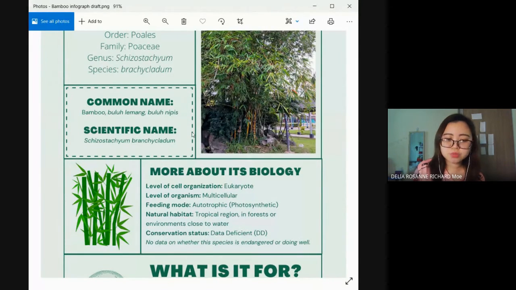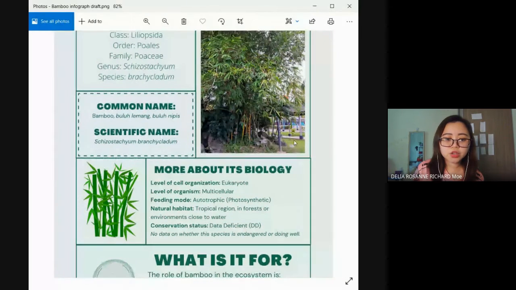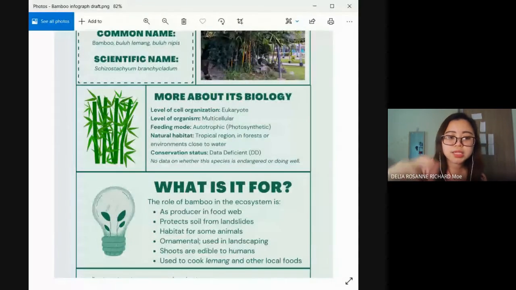Scientific name has to be written in the correct format. So ada nama genus, ada nama species. Memandangkan ini adalah di type, kamu perlu kasih italics, tidak perlu underline. Okay. And then you need to tell me about its level of cell organization.